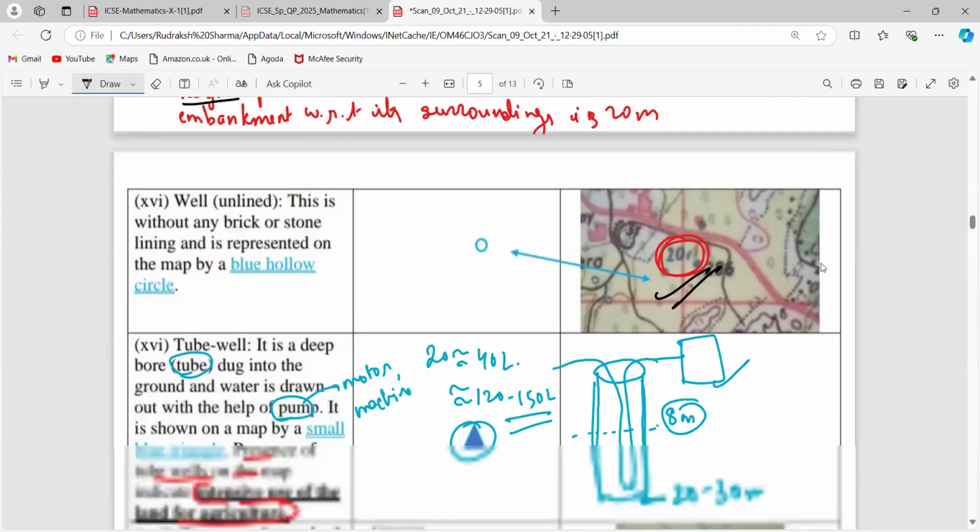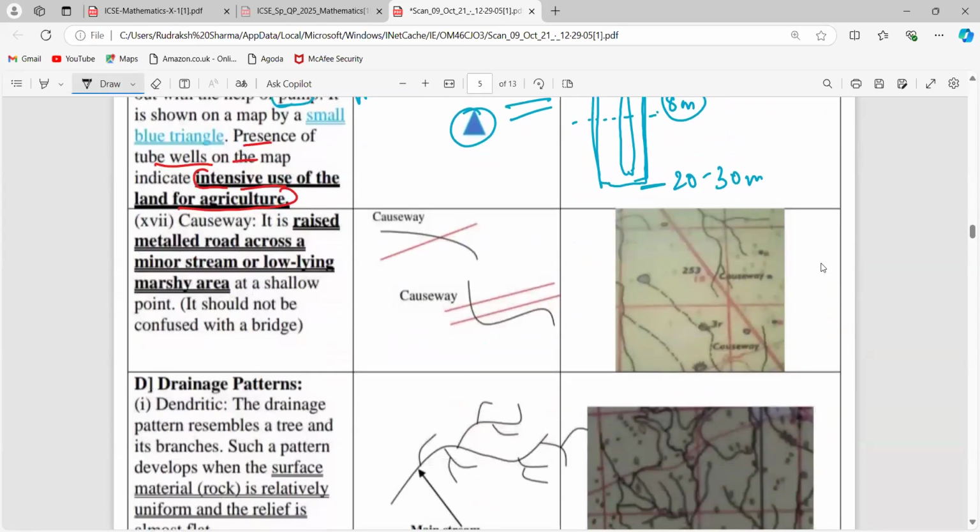Continuing after tube well: now what is a causeway? Actually, a causeway is not a bridge. Generally students get confused that a causeway is like a bridge, but actually a causeway is not a bridge. It is a raised metalled road across a minor stream or a low-lying marshy area at a shallow point.